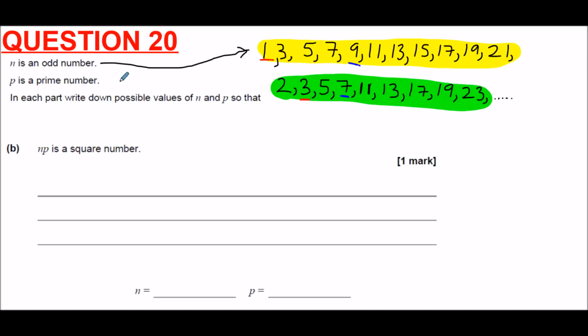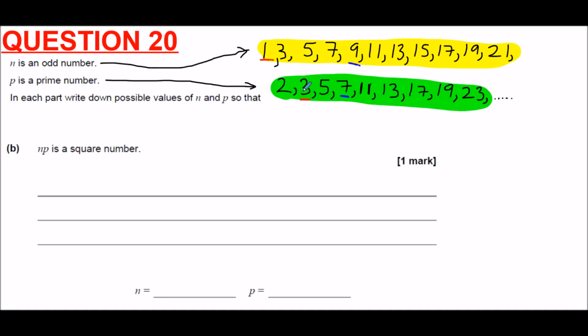And again, the prime numbers. And so now we want np to be a square number. So let's have a think of this. We need to think of two numbers, one yellow and one green, so that when you multiply one by the other, it gives a square number. As I said before, we don't need the numbers to be different. All we need is that n is in the yellow list and p is in the green list.